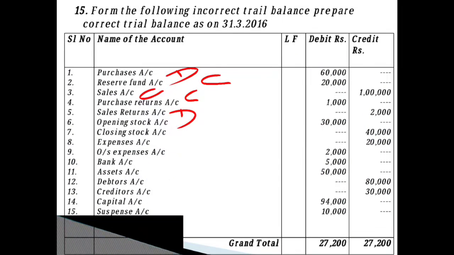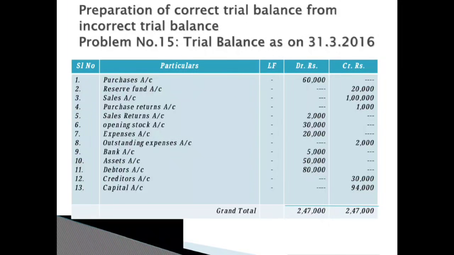The next you have opening stock, which you have to record as debit, sorry, not credit, debit it is. Opening stock is debit only, they have given it as 30,000. Same we will also write, sixth one, opening stock 30,000 in the debit column.